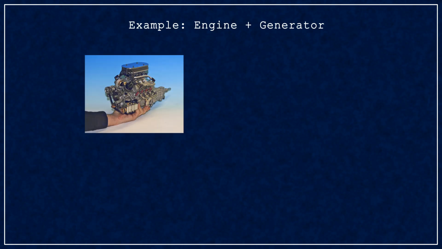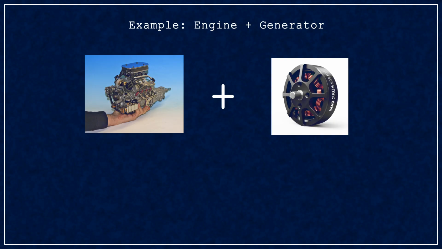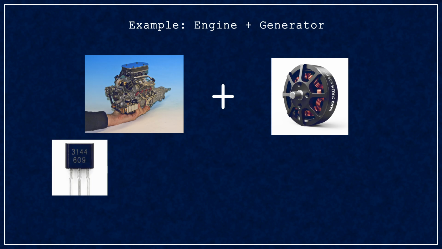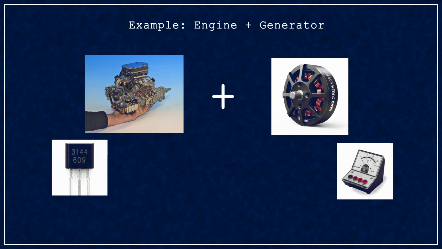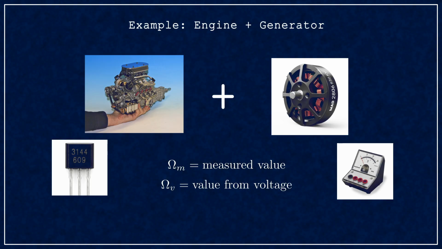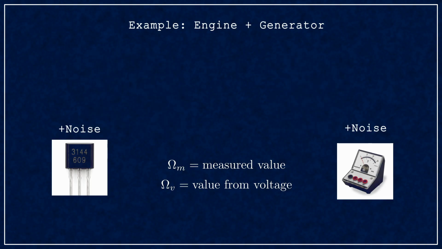I'll be using the example of a small engine driving a generator. Let's say you want to measure the RPM as best as you can. You have two sensors at your disposal, a Hall effect sensor that directly counts rotations and the generated voltage output, which is proportional to the RPM. One returns omega m for measured RPM, the other omega v for voltage RPM. Both of these measurements are noisy.